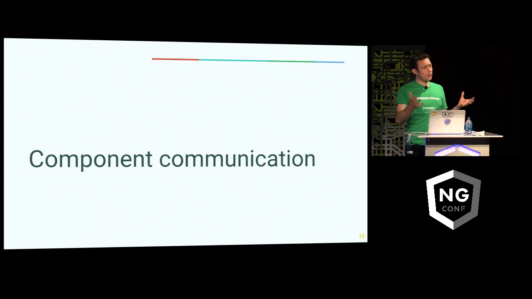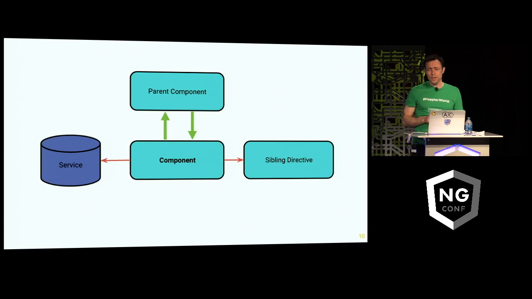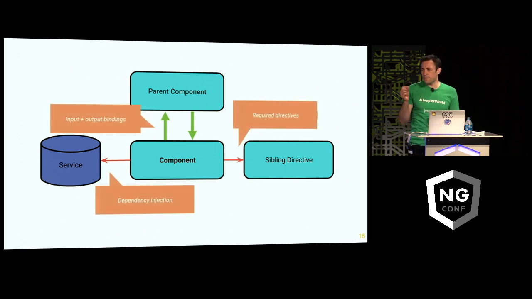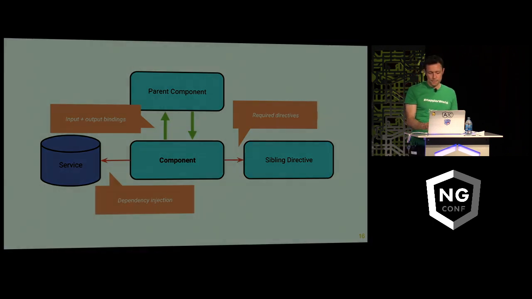So we've got this component that we can define easily, but they need to interact with the world around them. And there are 3 ways, basically, that you can interact from your component. So I've got a component here. It's got a parent component that contains it. It's got a sibling directive, like, you know, might have like a ng-model or something. And then it wants to talk to a service. So the 3 different ways that you can communicate in an Angular 1 component is through input and output bindings, which are talking to the containing component, dependency injection, obviously, where we get a hold of our services, and also requiring other directives in.